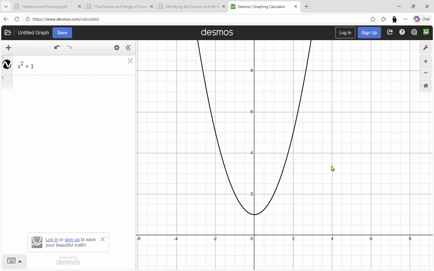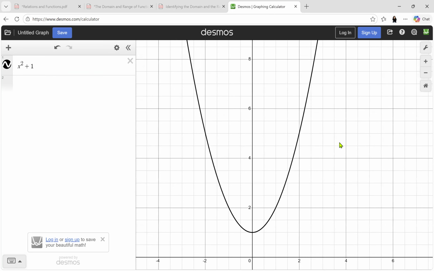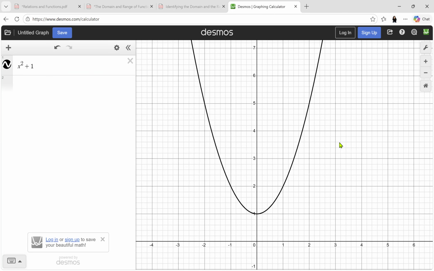Zappy, what would be f of 2? What is f of 2?